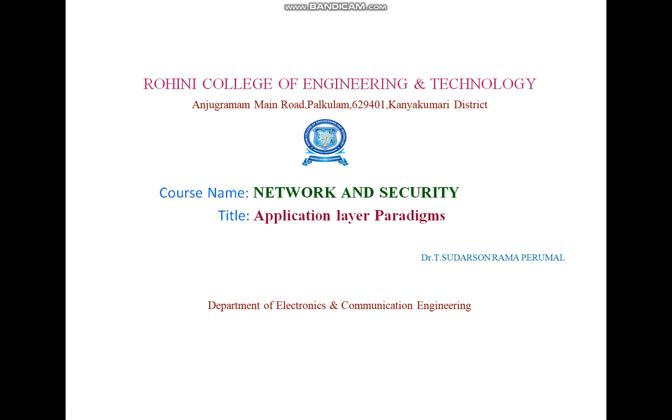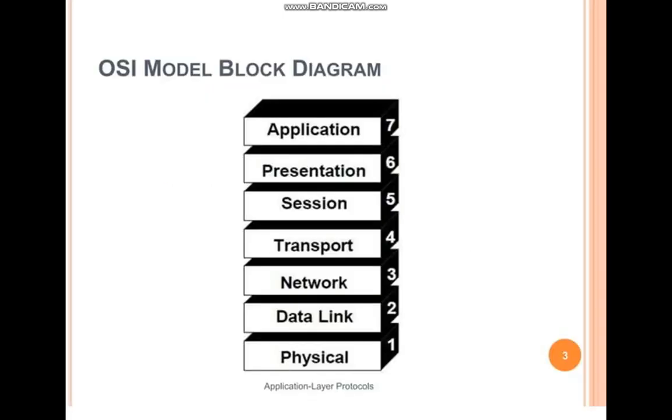Today we are going to see about the application layer paradigms. So this is the OSI model. In the OSI model we have 7 layers. The application layer is the 7th layer of the OSI model.